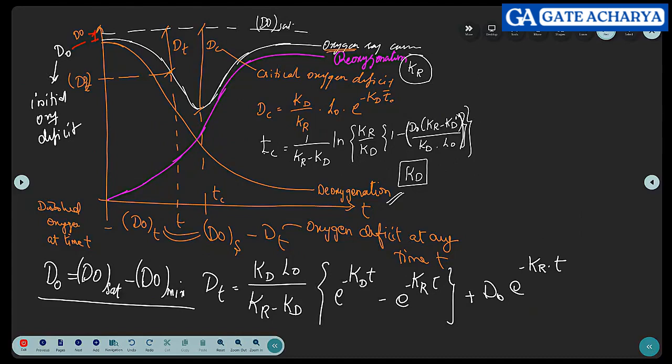Again, take down a question. The average saturation DO in the river is 8.2 milligram per liter. Calculate the initial oxygen deficit.